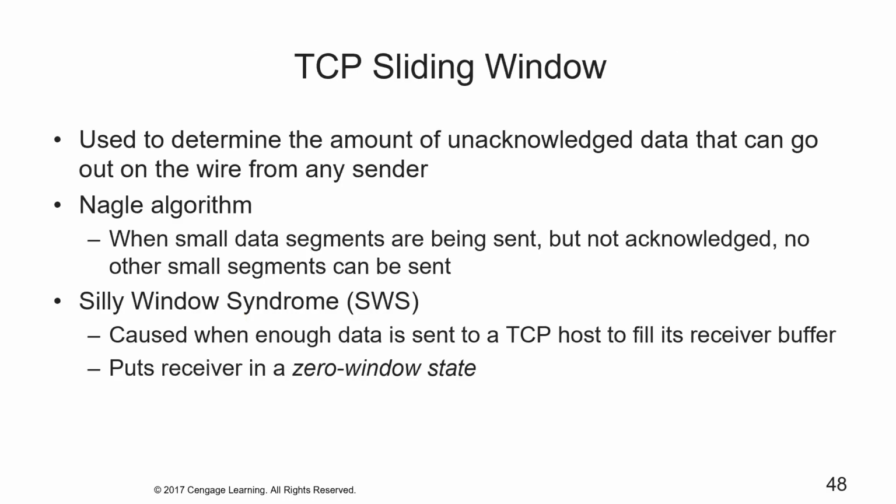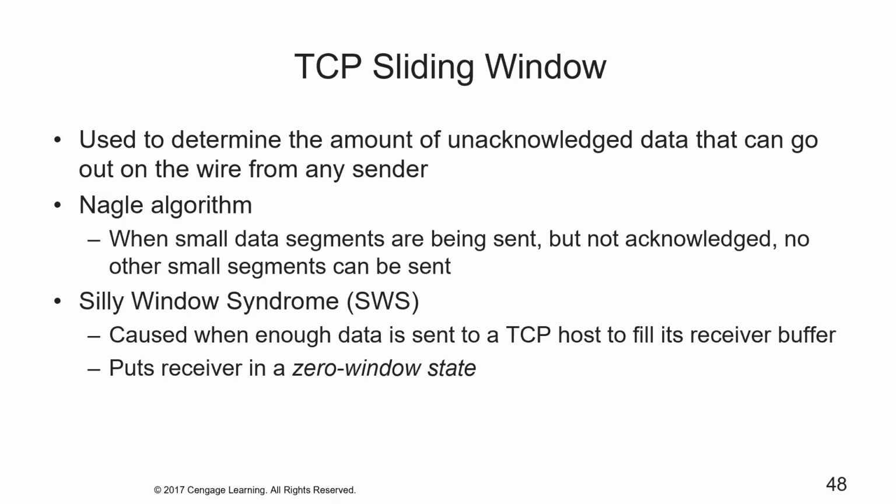The sliding window in TCP is used to determine the amount of unacknowledged data that can go out on the wire from any sender. Don't confuse this with the advertised window, which is the amount of data that a receiver has buffer space available for. This uses the Nagle algorithm. John Nagle wrote RFC 896. We talk about small data segments: when they're being sent but not acknowledged, no other small segments can be sent. You'll see this in things like Telnet, where you're looking at short commands.